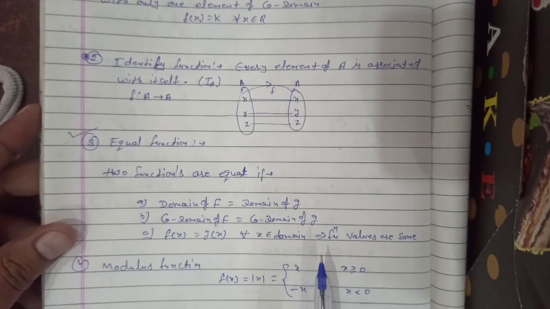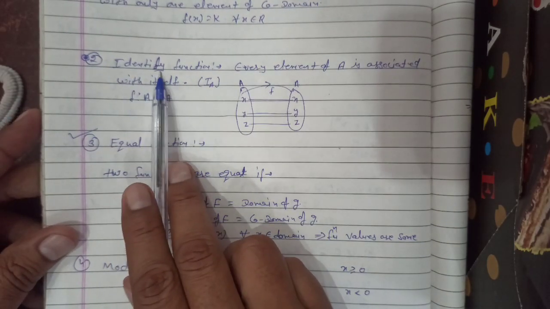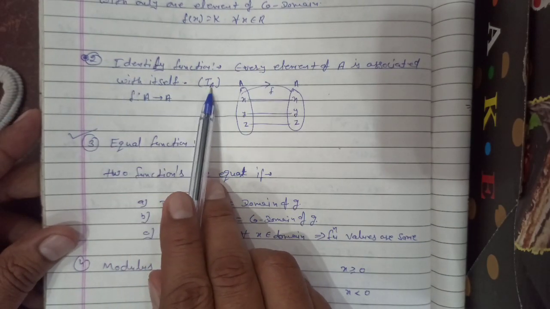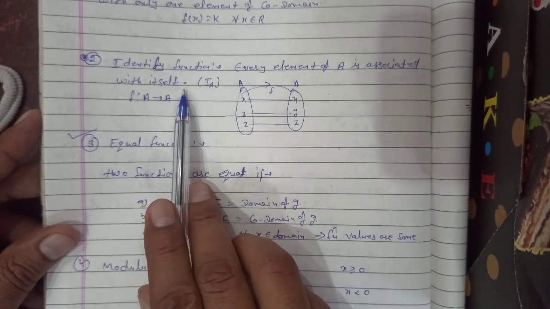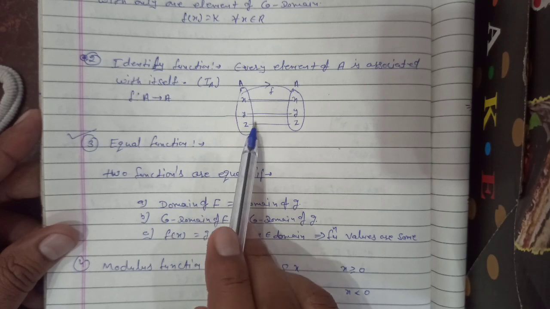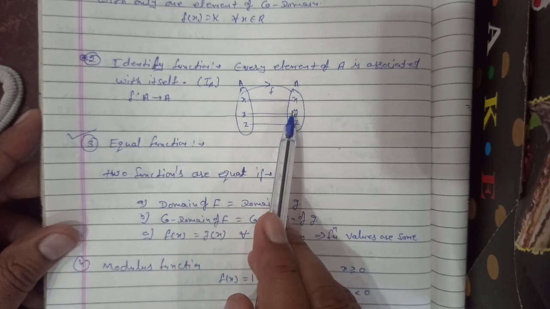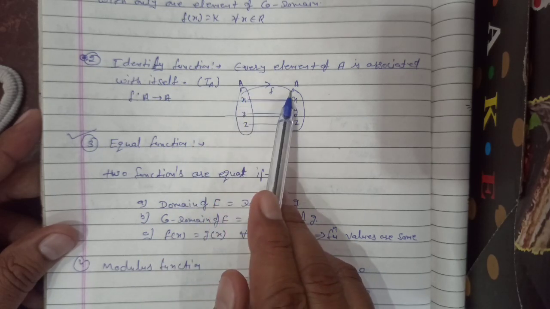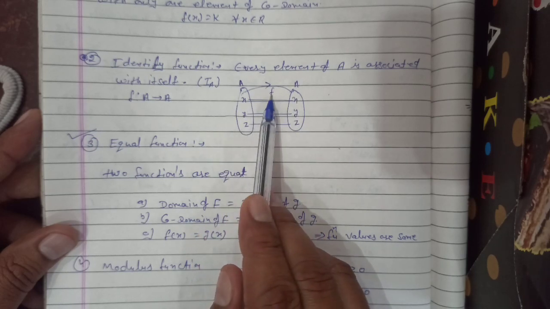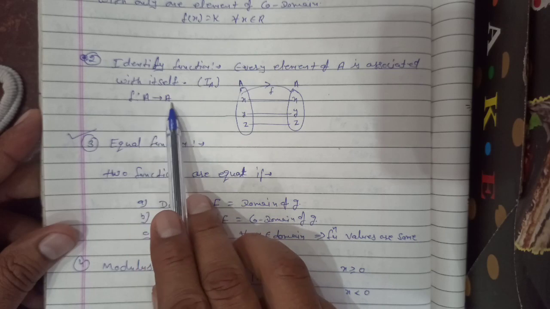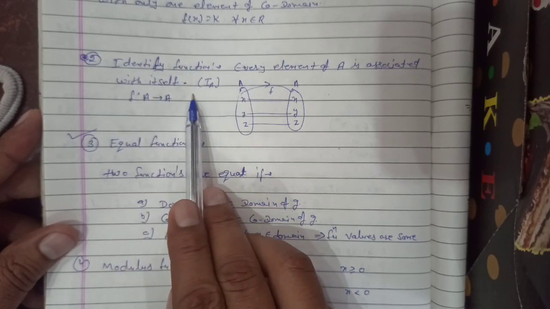Now the next function is the identity function. It is defined in terms of I_A. Every element of A is associated with itself. It means all the elements of set A are associated with themselves. It is considered as the mapping of A to A, the function f from A to A. It is the identity function.